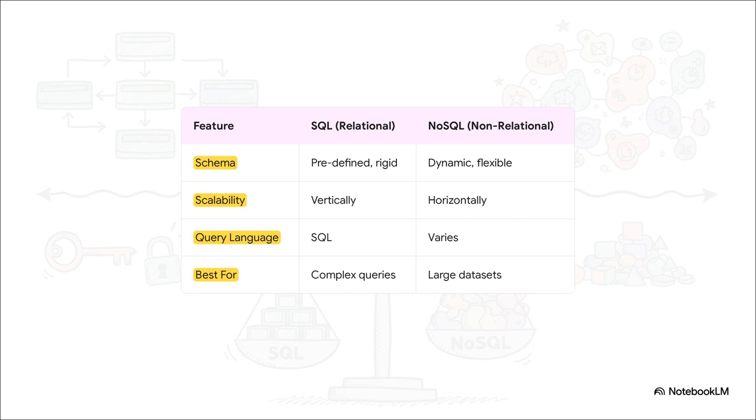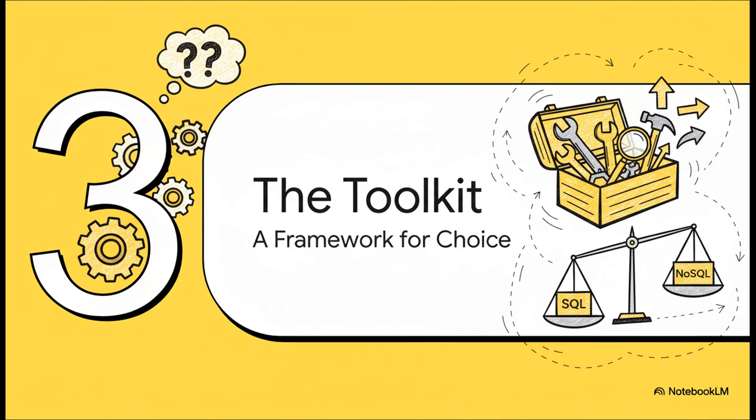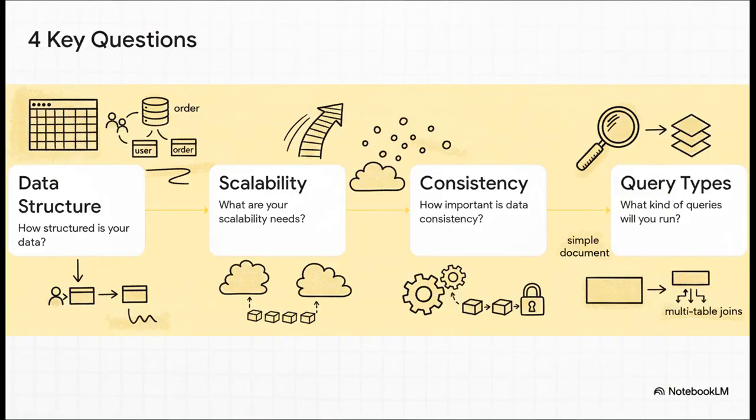So now you know the players, and you know their playbooks. But the big question is still there. Which one do you actually put on your team? Well, it's time to open up the toolkit. We're going to give you a simple but really powerful framework to make the right call for your specific project. It all comes down to asking yourself these four questions. Ask them at the start of any project.